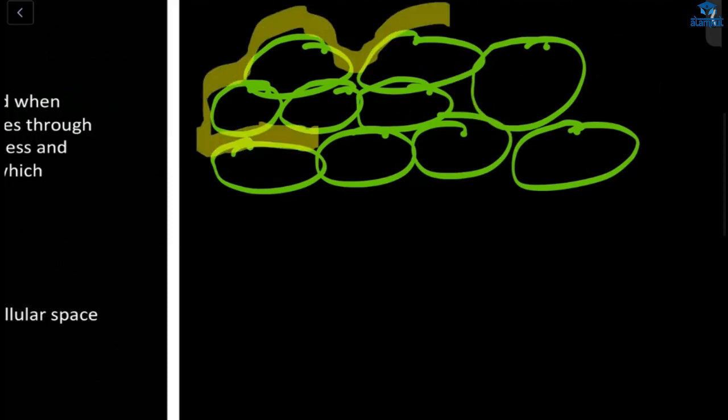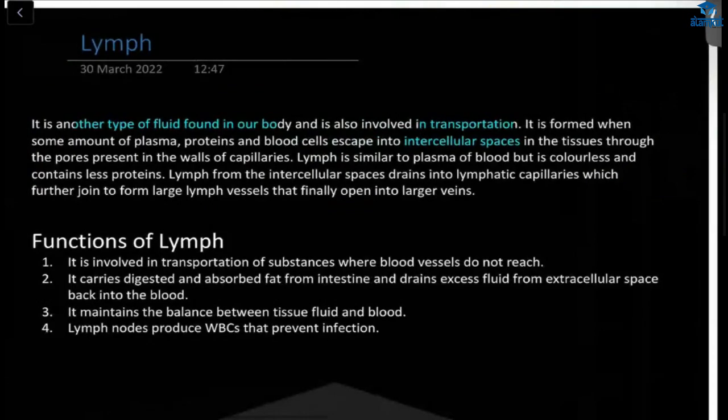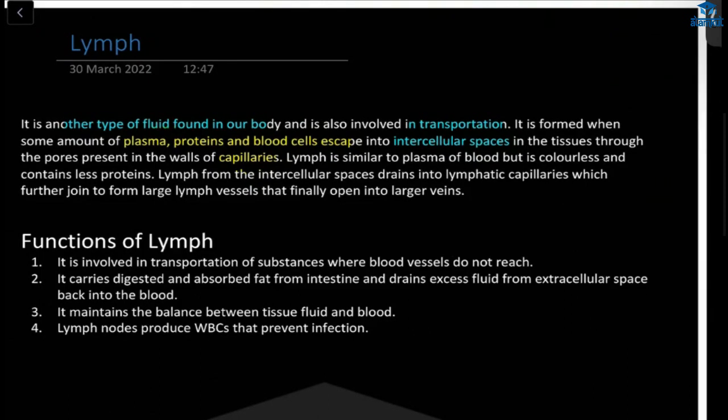Intercellular spaces. Okay. Now, when plasma, protein and blood cells escape into the intercellular spaces in the tissues, what will happen? Through the pores of the capillaries, from the capillaries only, all this plasma, proteins and blood cells will escape into the intercellular spaces. Okay. That time, what will be formed? Lymph. Lymph is similar to plasma of blood, but it is colorless and it contains less protein.